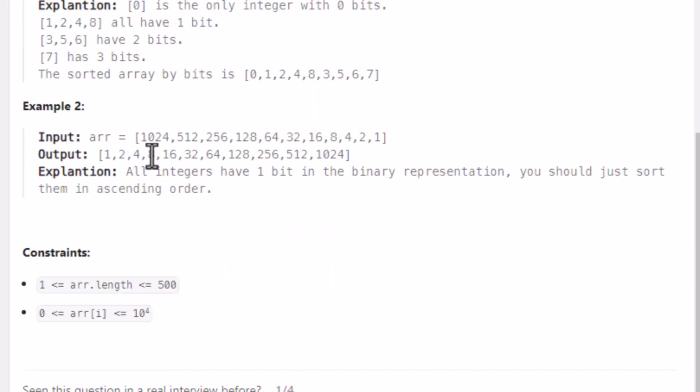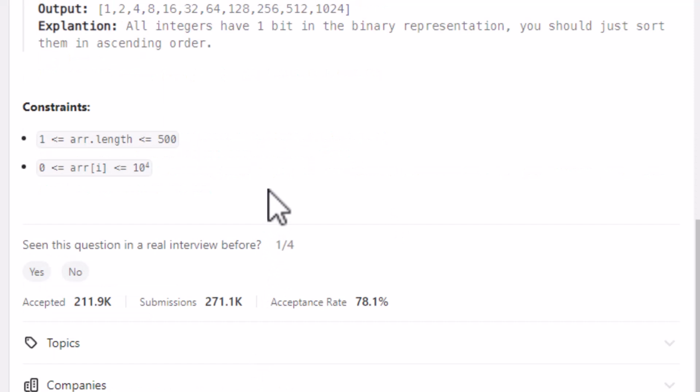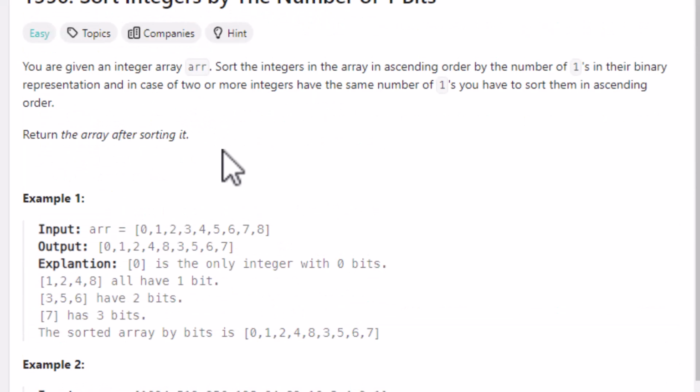All right, second example. All the integers have 1 bit in their binary representation, so you should just sort them in ascending order. Okay, so that's what's going on here. One of the key takeaways to this problem is the numbers inside the array will not be greater than 10 to the 4th, or basically 10,000, 10 times 10 times 10 times 10. So we're going to use that in the solution.